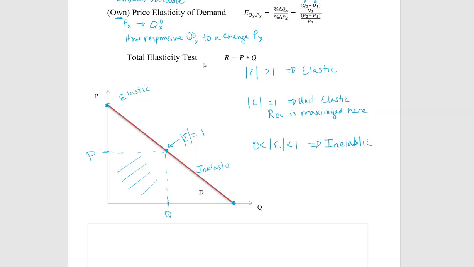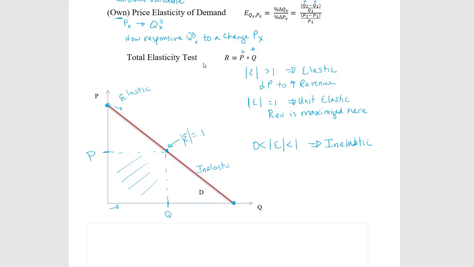Now, if we are above that unit elastic point, we're at a price higher than that. Quantity is very responsive to a change in price. That means if we decrease price a little, we'll increase quantity a lot. That should mean that our revenue goes up. So if I'm in the elastic range, I can decrease price to increase revenue. We know at the unit elastic point, that's the place where revenue is going to be maximized.